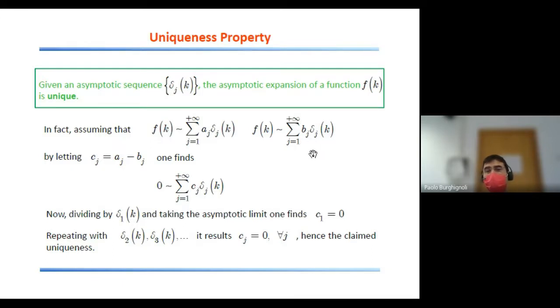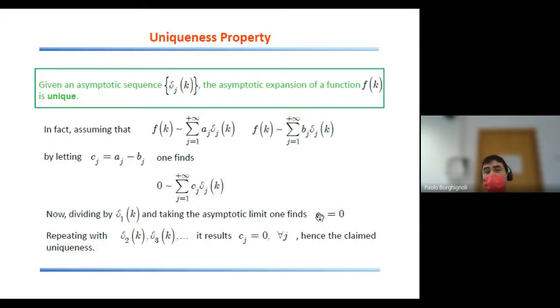then you can subtract term by term, obtaining on the left-hand side 0, and on the right-hand side another asymptotic expansion in which the coefficients, now called c sub j, are simply the differences between the a's and the b's. However, if you now divide, for example, by delta 1, the right-hand side, and you take the asymptotic limit, you obtain that the first coefficient, c1, which is the only one that survives in this asymptotic limit, must be equal to 0, which is the left-hand side.